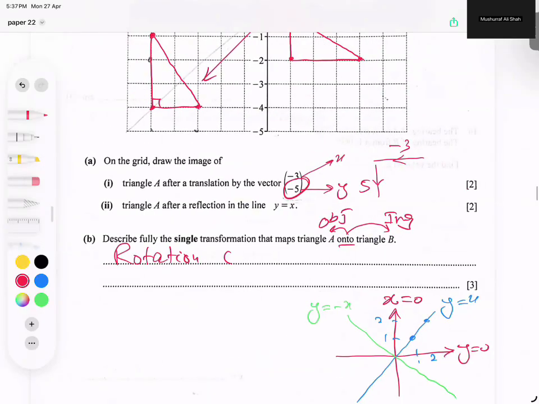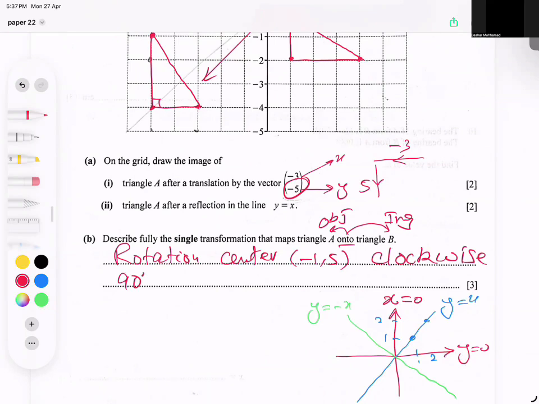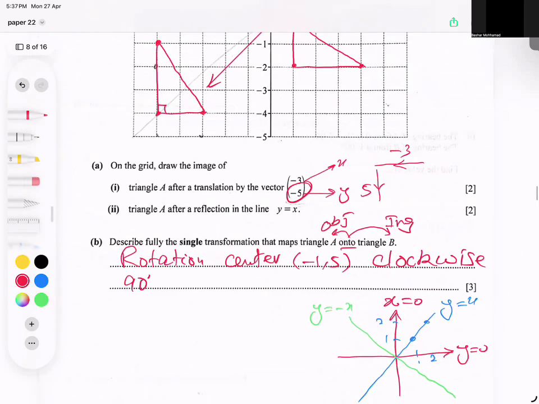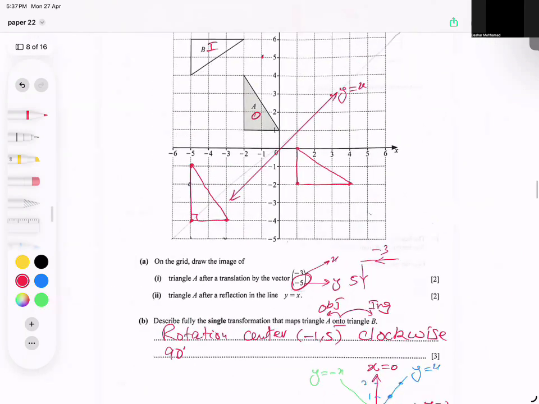Center is (-1, 5), and clockwise 90 degrees. Okay, clockwise 90 degrees. I hope so. The concept of the question is now completely clear.